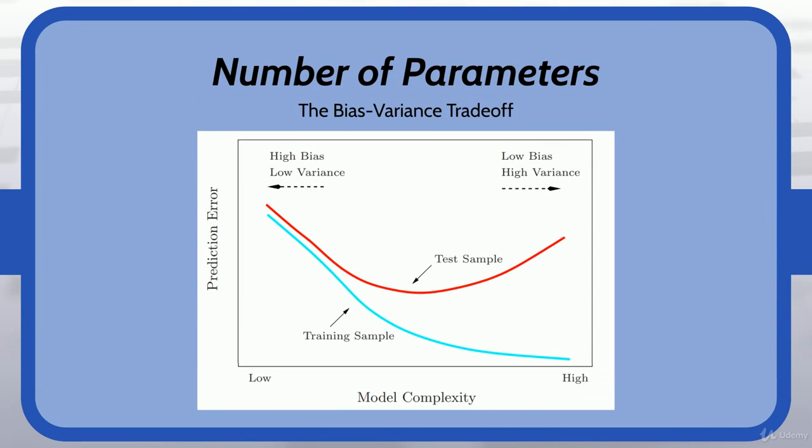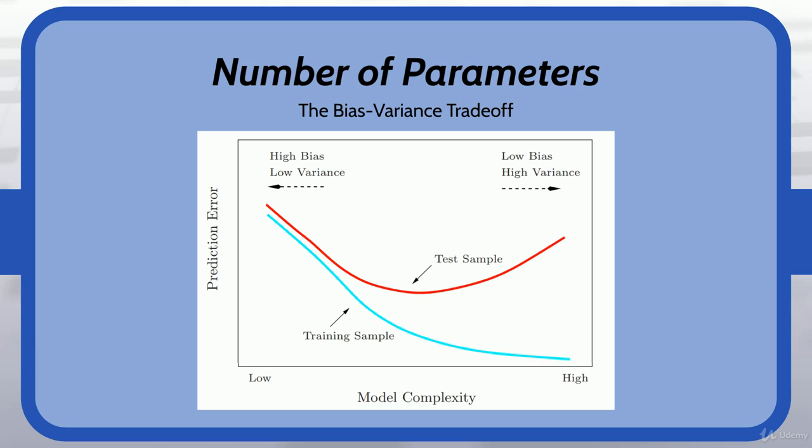So next, we want to consider the number of parameters. And this we've talked about a little bit in the past. This is the bias-variance trade-off. So again, we want to match the model complexity with the complexity of the underlying data. And we want to do that so that we can avoid overfitting and a poor ability to generalize that comes along with that.